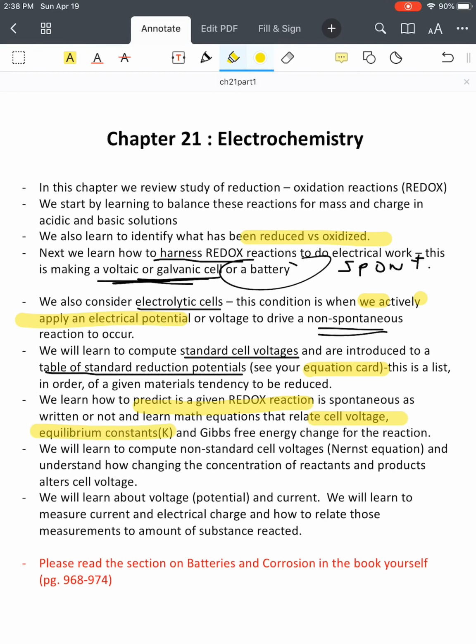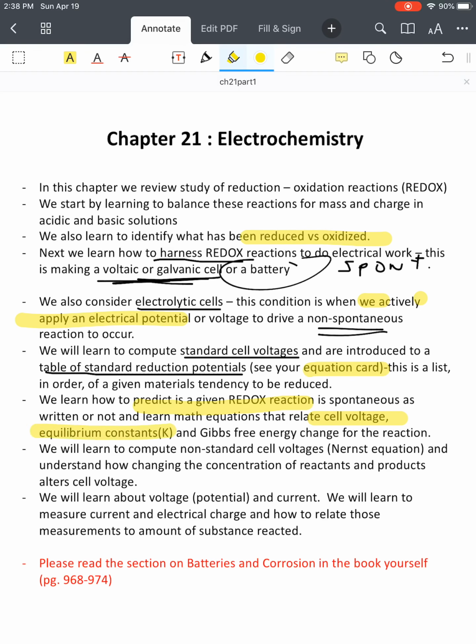This is important. It's called the Nernst equation. The Nernst equation allows us to predict cell voltages under non-standard conditions. All right, so if we're working under non-standard conditions, we don't know what that means yet, but if we are under non-standard conditions, we're going to use this Nernst equation. That'll be an important equation for us for working problems.